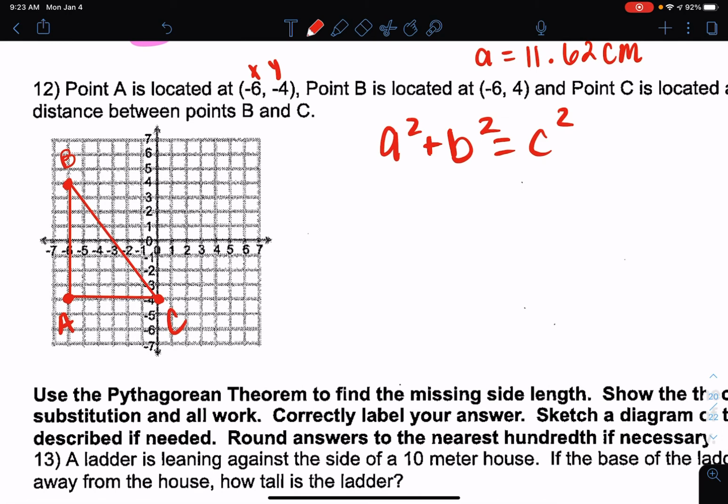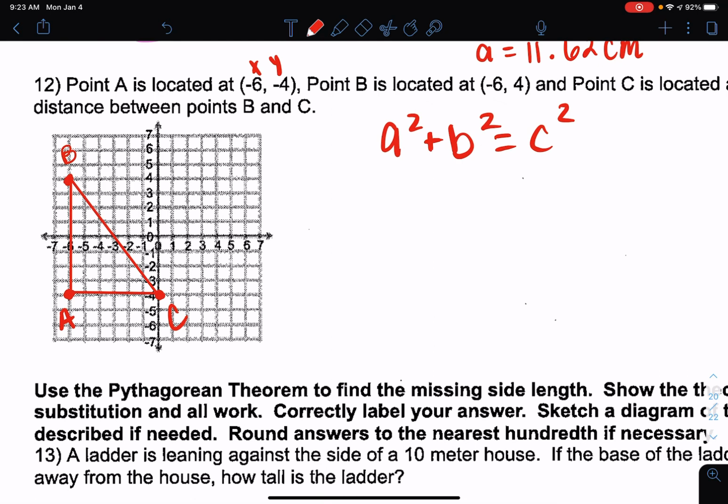Okay, so I'm going to label this one as leg A. I'm going to count the units, which is 1, 2, 3, 4, 5, 6. So I have 6 units between A and C, and that is leg A. And if I label this one as leg B, I'm counting the units once again. I have, starting down here, 1, 2, 3, 4, 5, 6, 7, and 8. So I have 8 units between A and B, which is leg B.